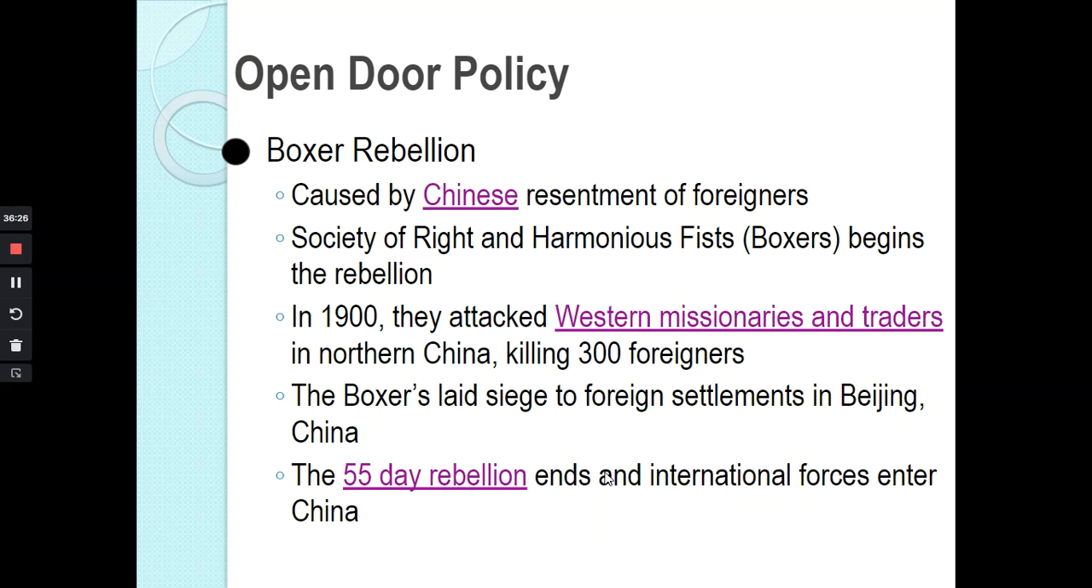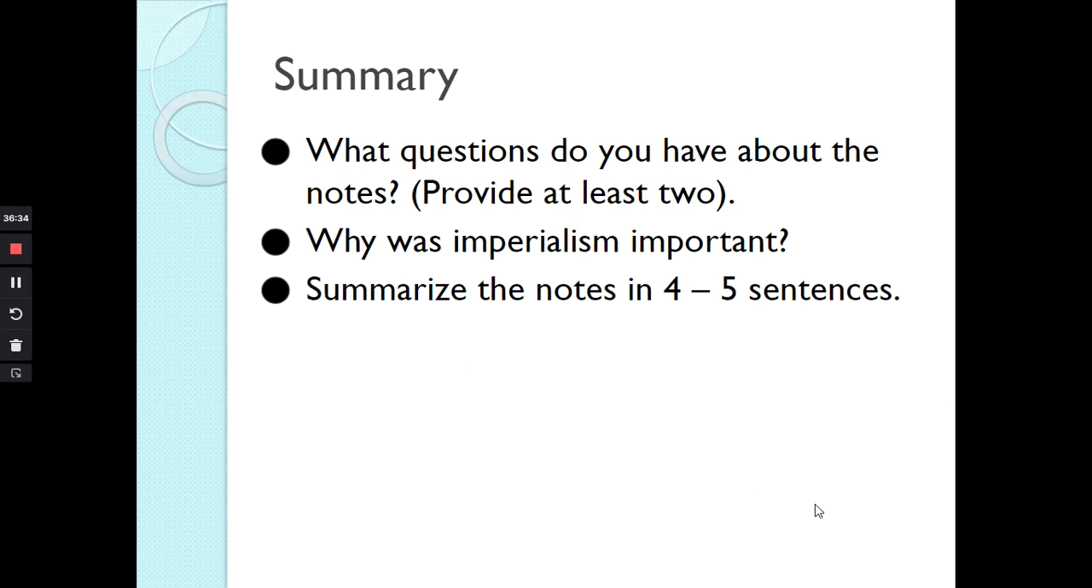And yes, notice it says international. Germany, Britain, France, and the United States. We want to be involved. And so we send our own troops to help put down the Boxer Rebellion. Well, that is your set of notes on American imperialism.